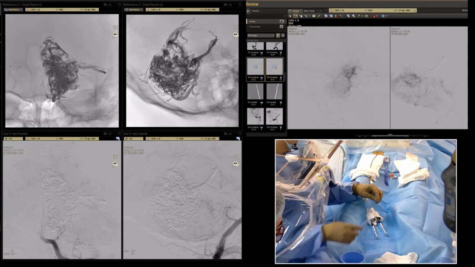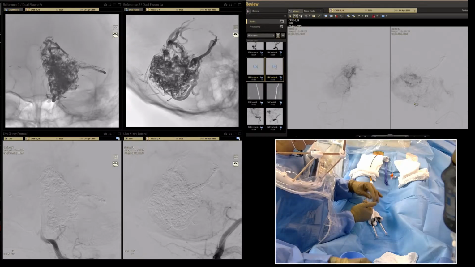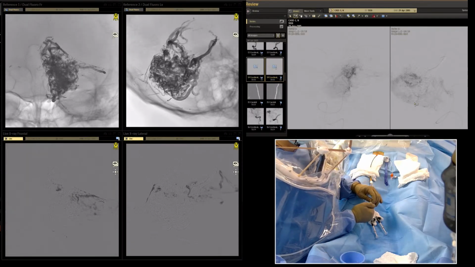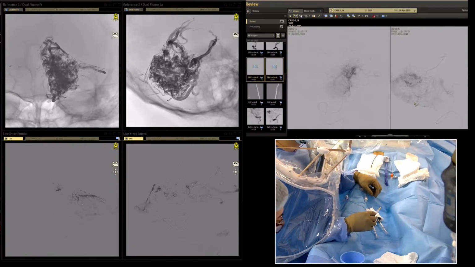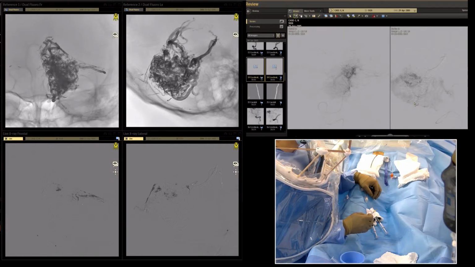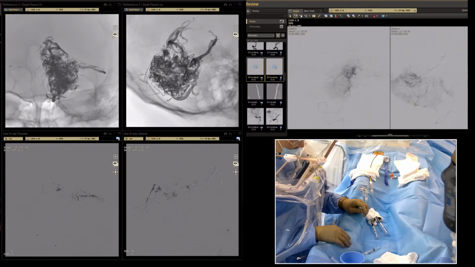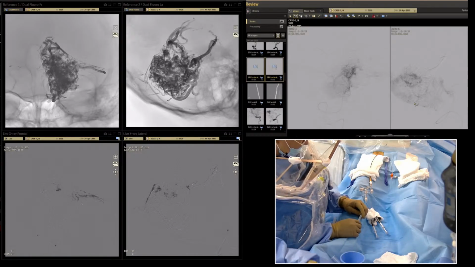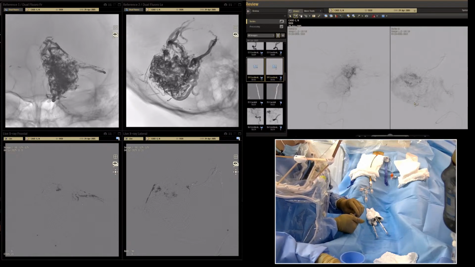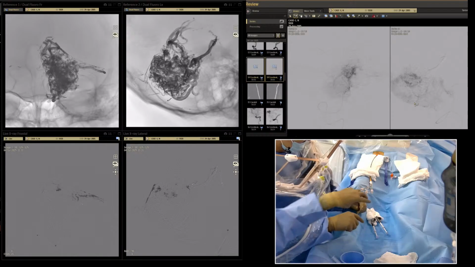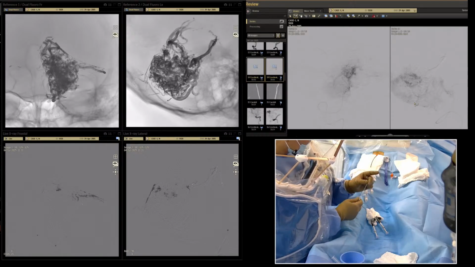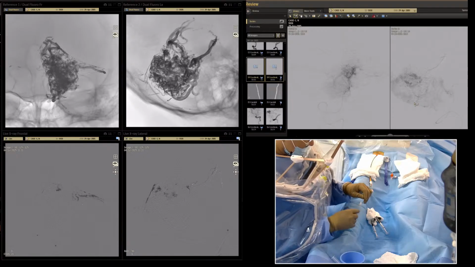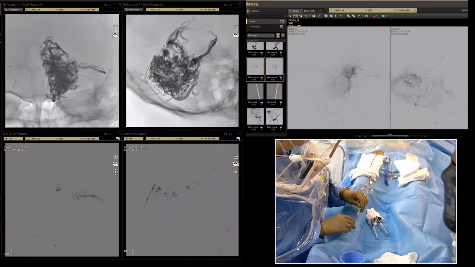I have an idea. I hope you can understand what I want to do. We need the eye on the right PICA territory.